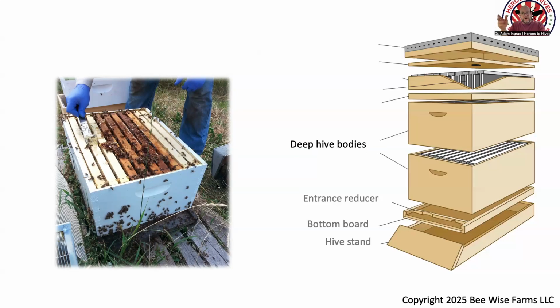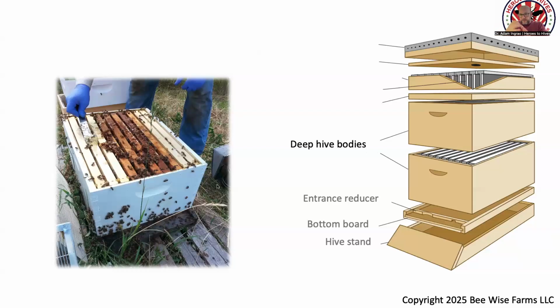But the standard orientation in the industry, and this is not something you have to follow, is deep hive bodies for the brood chamber and medium hive bodies for the honey supers. Now, the big thing about deep hive bodies is that they are deep, so they weigh more. If you're an individual dealing with disabilities, or you're working with individuals with disabilities, deep hive bodies are tough to move, especially when they're 10-frame equipment.